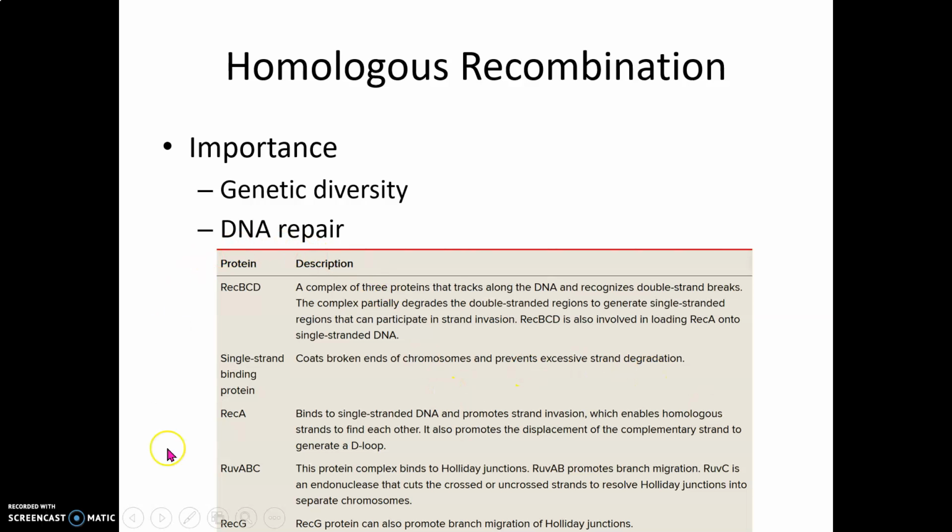I also want you to make note that this is a highly regulated process and there are proteins that play a role. These proteins tend to be called REC proteins. So if you see REC, that is how recombination starts. So here are our REC proteins.